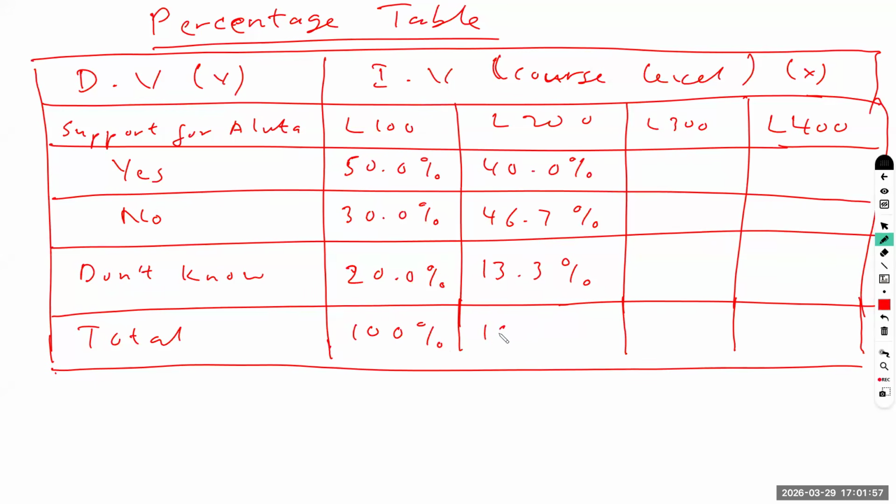Yes, please. Okay, so another person should give us the values for level 300. Level 300, we have 25.0% for the yes, 40.0% for the no, and then 35.0% for don't know. Does the total add up to 100? Yes, please.